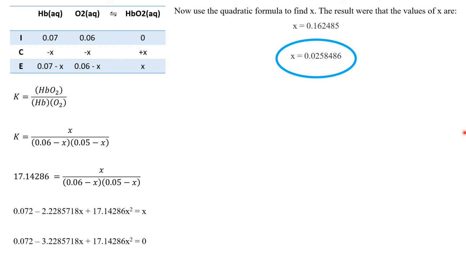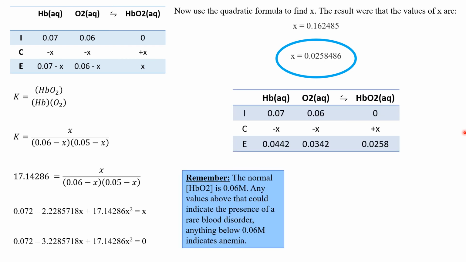All right, now that we have the value of X, let's put that back into our ICE table and solve for the equilibrium concentrations. Wonderful. So now that we have our equilibrium concentrations, we can compare our hemoglobin dioxide level with the normal hemoglobin dioxide level. What does this mean?